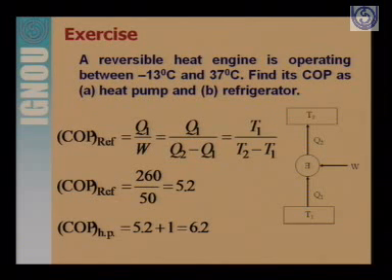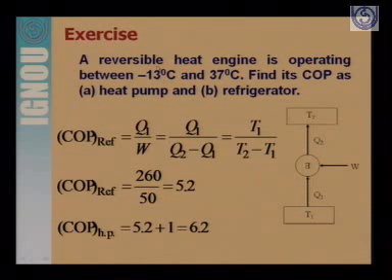There is a very interesting problem: a reversible heat engine is operating between minus 13 degrees centigrade and 37 degrees centigrade. Here the temperature of the sink is given as minus 13 degrees centigrade and the temperature of the source is given as 37 degrees centigrade. Find its COP as a heat pump and as a refrigerator. First of all, we consider the coefficient of performance for the refrigerator, which is equal to T2 by T1 minus T2.